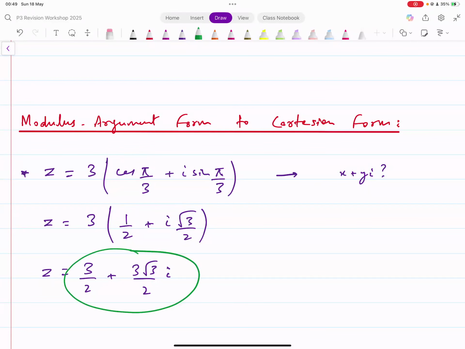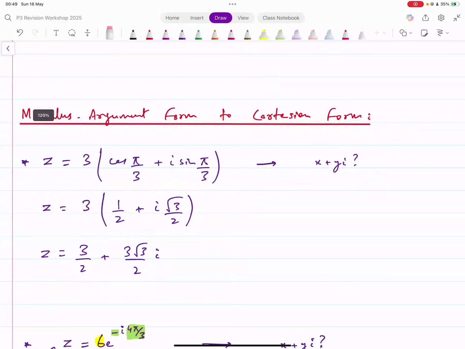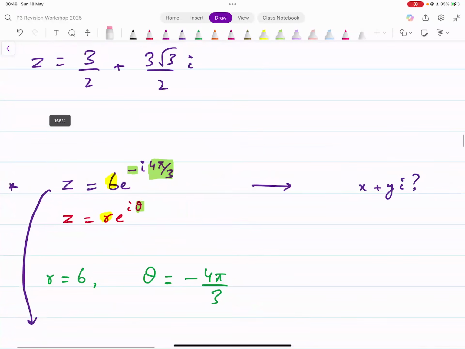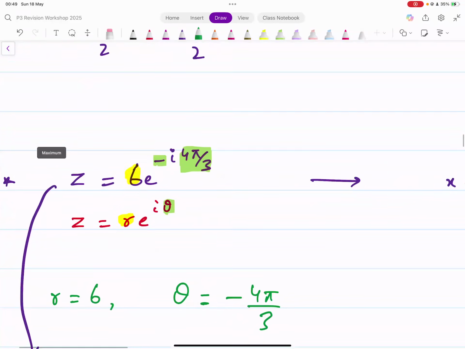So other way around is pretty straightforward. You just have to simplify this, cos pi over 3, evaluate that on your calculator, and similarly for the other one. What if you have the e power iota theta form given? How do you go from this form to the Cartesian form?